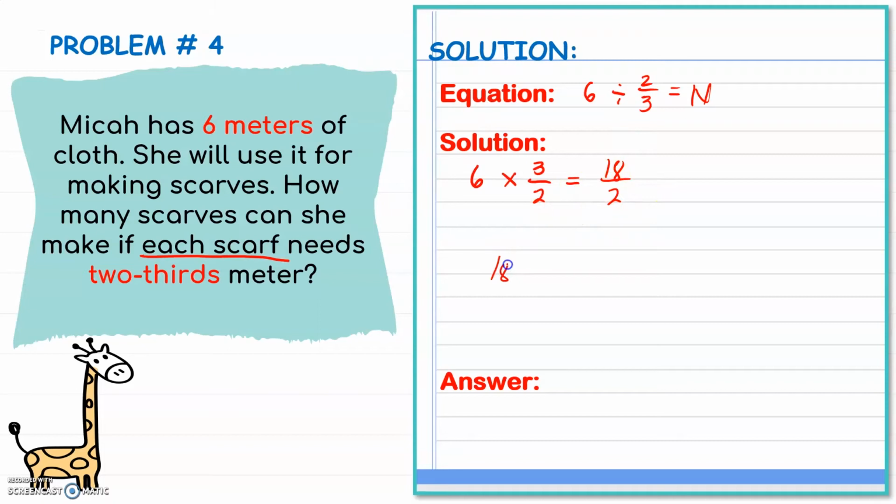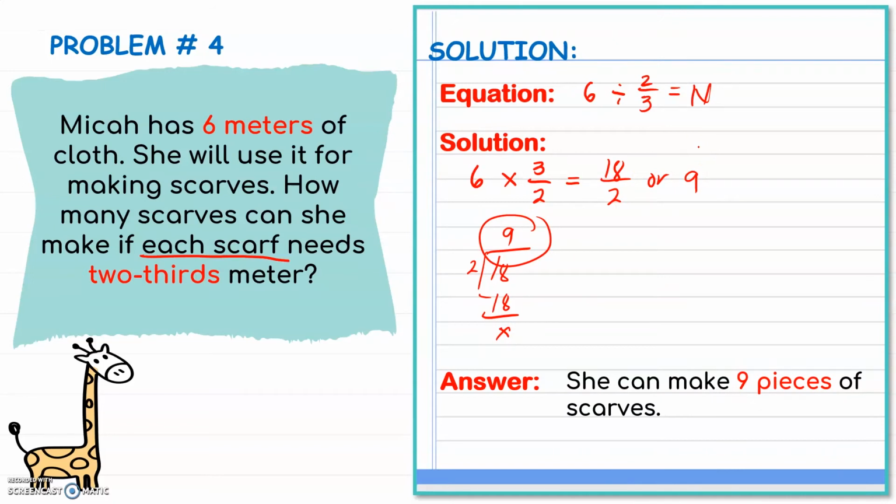18/2 is improper, so let's divide 18 and 2, and that will give us 9. 18 minus 18 is 0. So our final answer is a whole number 9. Therefore, she can make 9 pieces of scarves.